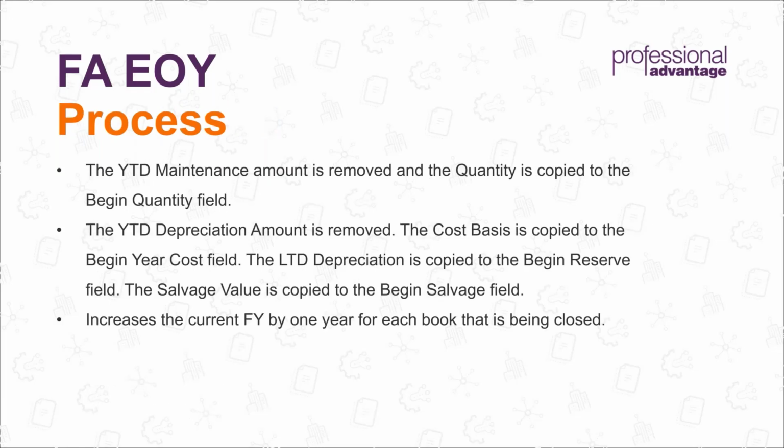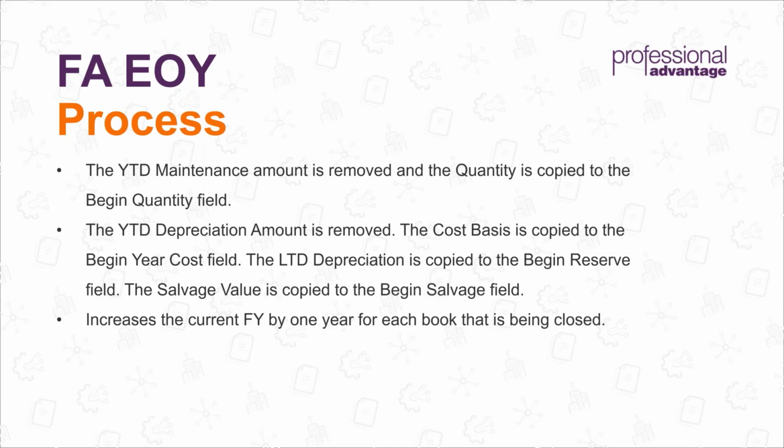Now, what's actually happening in the background for the fixed asset year-end process? Those are listed here. Basically it shows us what's actually happening behind the scenes. The year-to-date maintenance account is removed and the quantity is copied to the beginning quantity field.